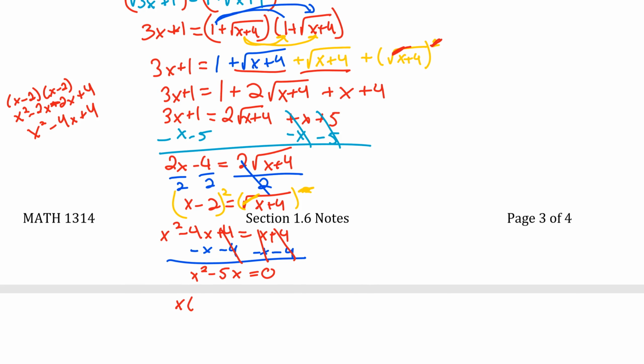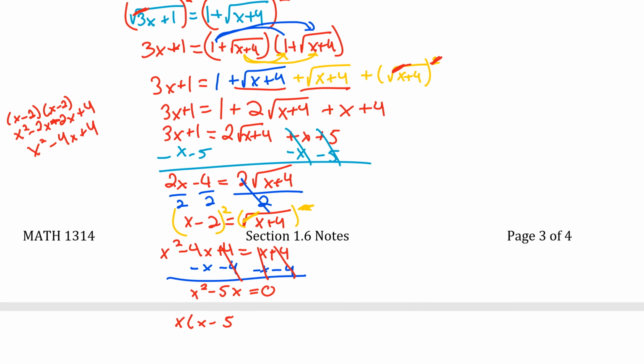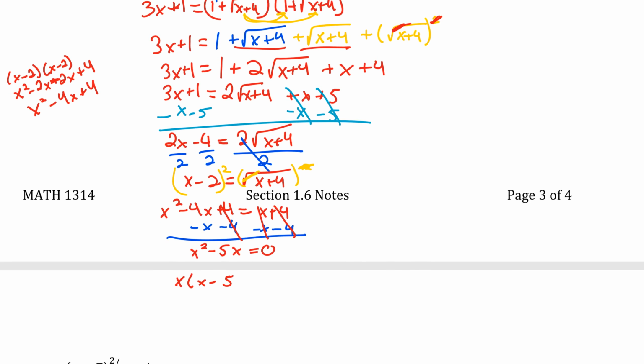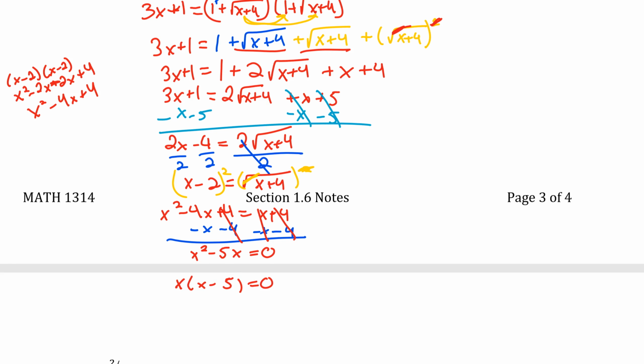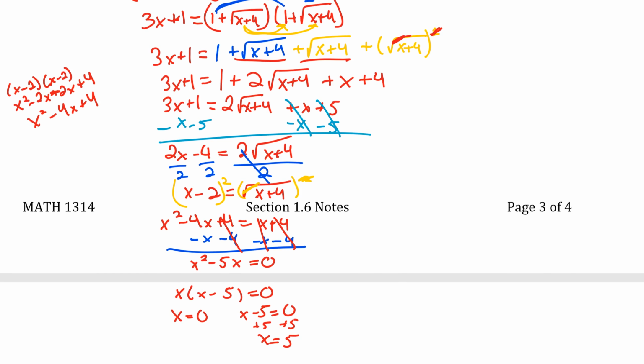So I factor that out. x times x minus 5, notice I just took an x out of both of them, is equal to 0. Set each of these equal to 0. Add 5. So x is equal to 5, and x is equal to 0. Now when you plug this back in, you have to check each one of them. So plug in the 0 and plug in the 5, and you'll find that x equal to 5 is your only solution.